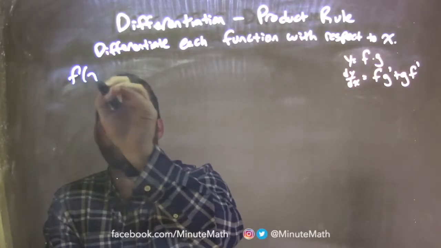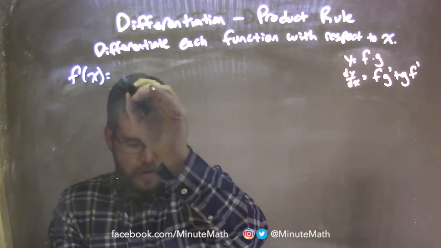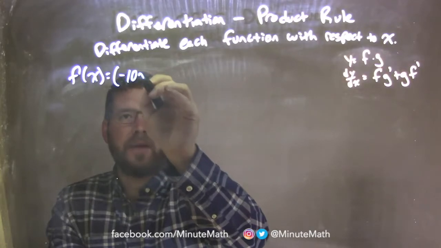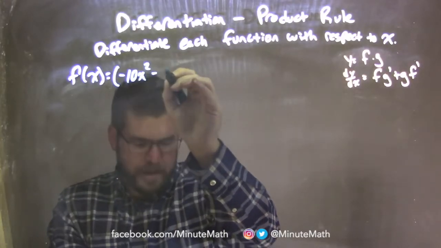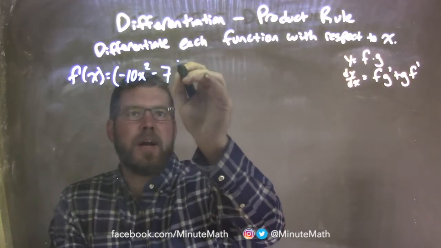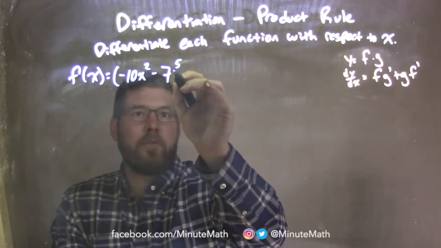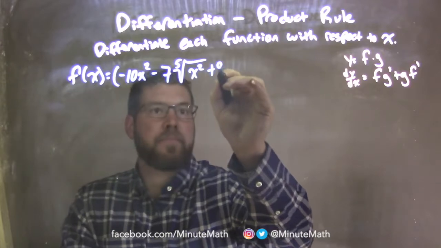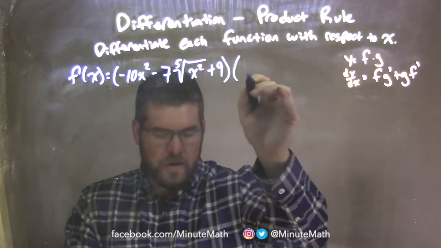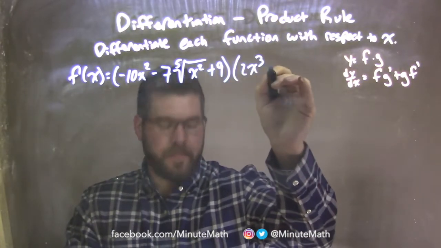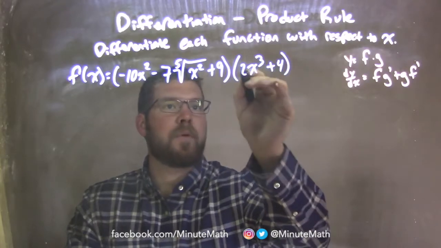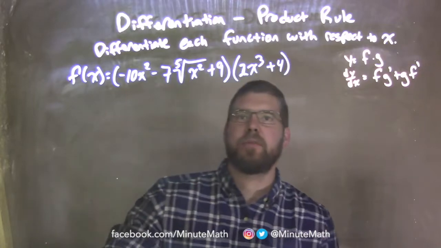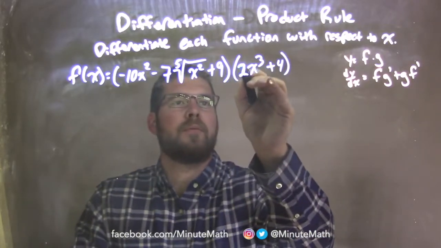Function f of x is equal to negative, first parentheses, negative 10x squared minus 7, times the 5th root of x squared plus 9, times my second parenthesis here, 2x to the 3rd plus 4. Okay? That's a 2, not 1.